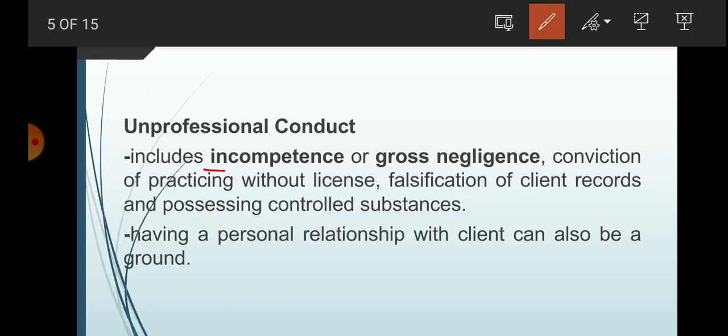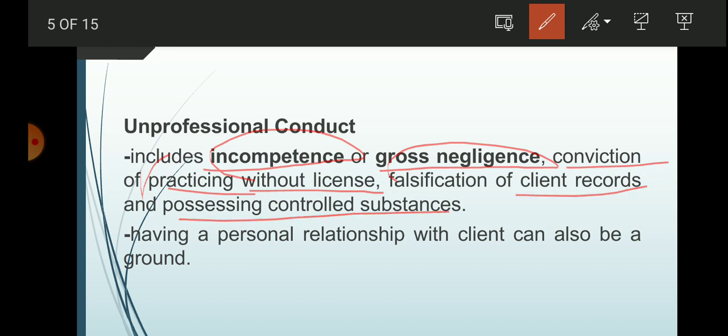Unprofessional conduct includes incompetence or gross negligence, conviction of or practicing nursing without a license, falsification of client records, and possessing controlled substances. You're intoxicated with alcohol, you went to the hospital and performed your job, and that may lead to injury or harm to the clients. So that's unprofessional conduct. Having a personal relationship with a client can also be a ground, diba? So you are not allowed to flirt with your patient, no matter how handsome the patient is.